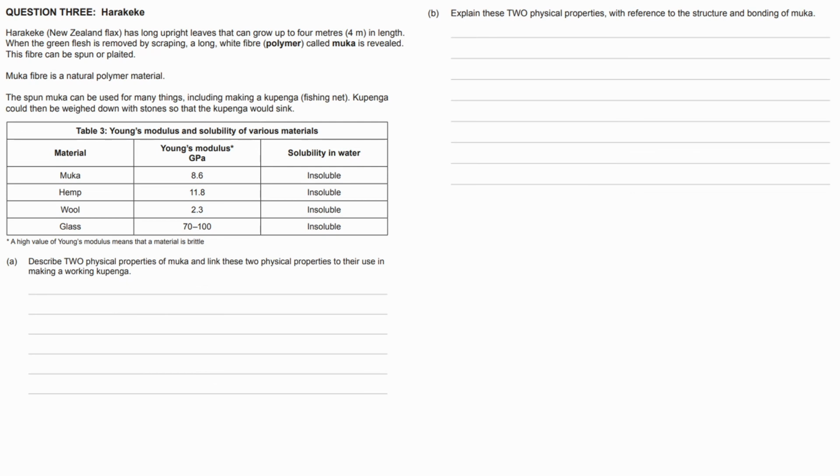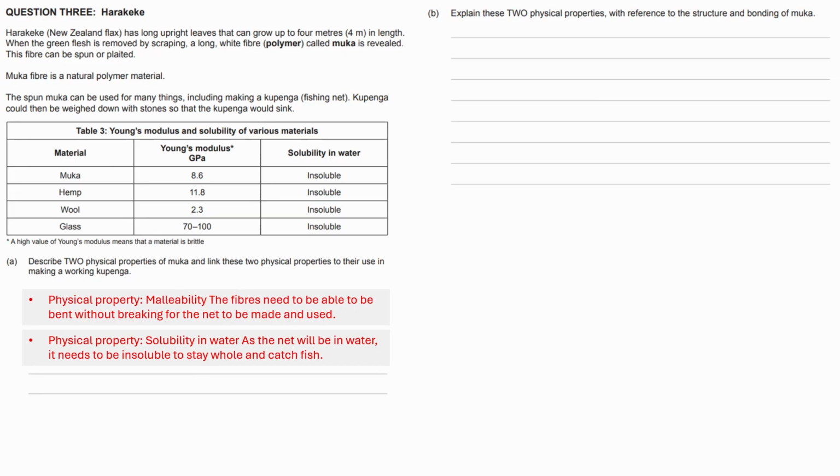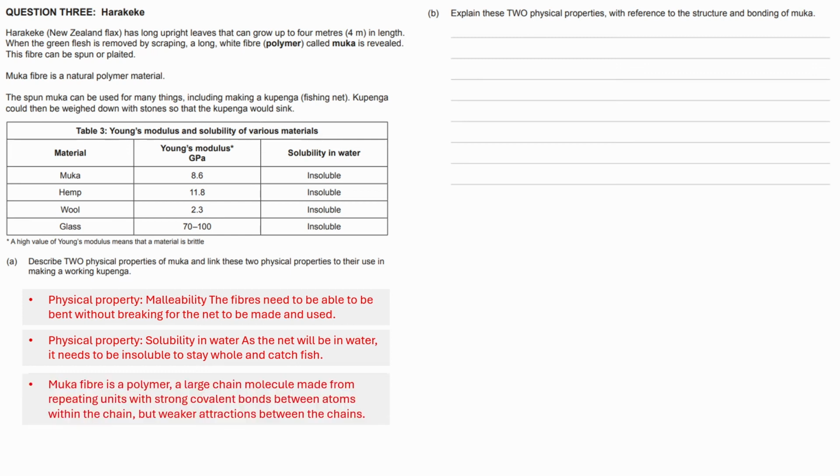And then malleability is, if you know anything about a net, when a fish goes into a net or is caught, it needs to be able to move and bend without breaking. We also need to be able to move and bend the fibers and knot them together in order to make the net. So the 2 properties are malleability, the fibers need to be able to bend without breaking for the net to be made and used. And it needs to be insoluble, as we don't want the net to dissolve when we're trying to catch fish in water, because we place nets in water.